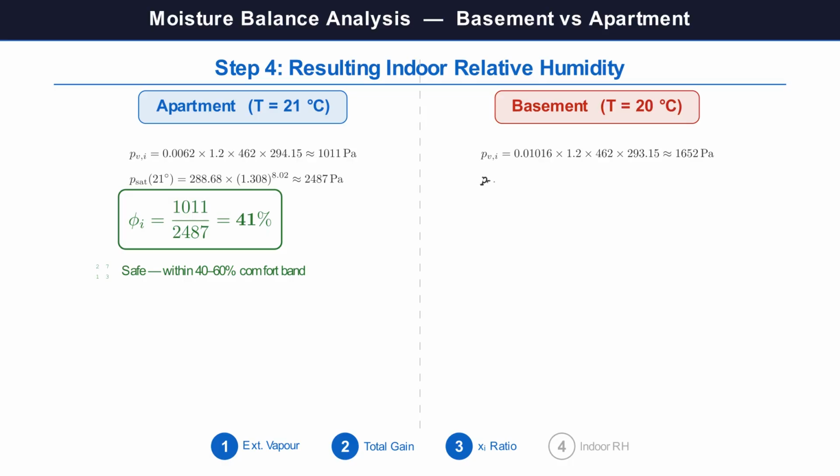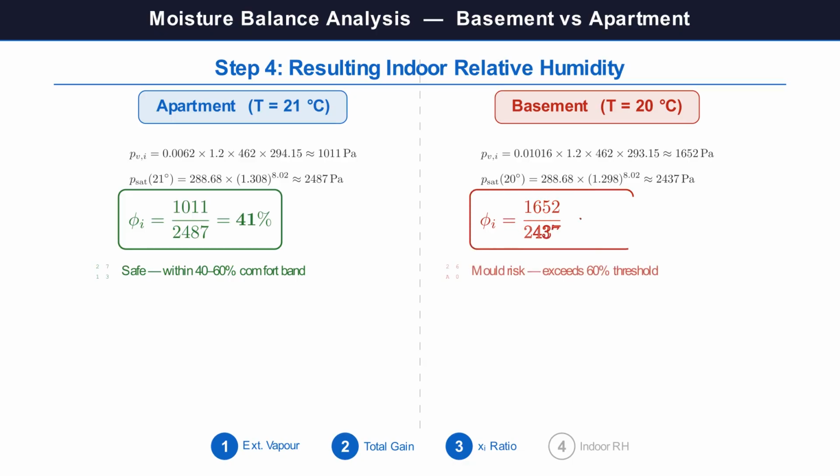For the basement at 20 degrees Celsius, the indoor vapor pressure is approximately 1652 pascals, against a saturation pressure of 2437 pascals. The relative humidity is 1652 divided by 2437, 68%. This exceeds the 60% threshold above which mold growth becomes a serious risk on cold surfaces. The calculation confirms what the resident is experiencing.